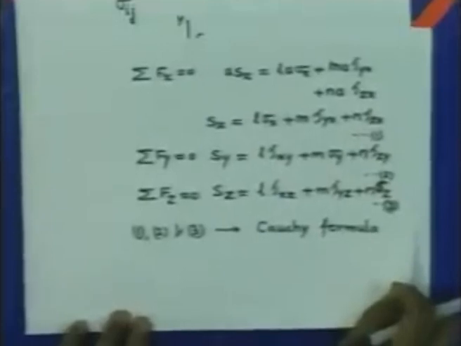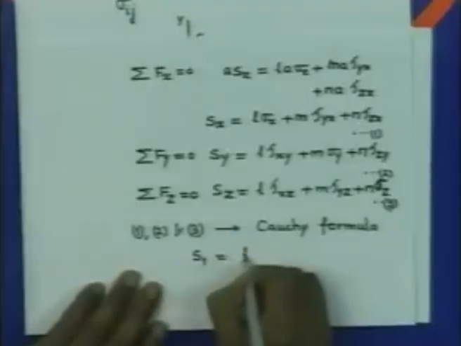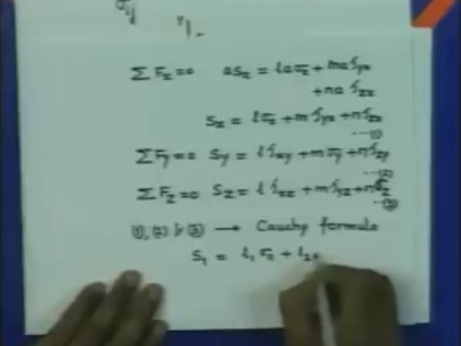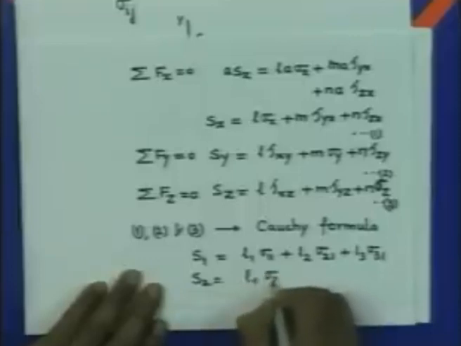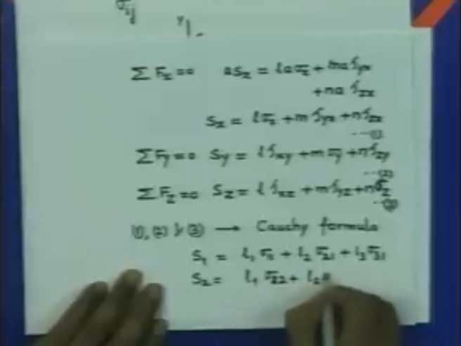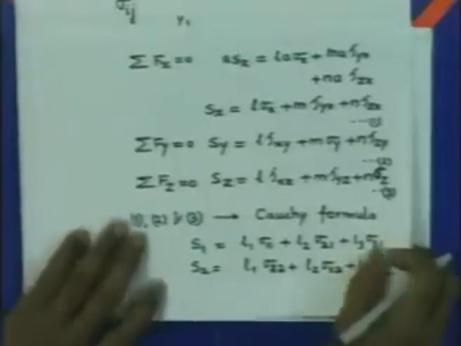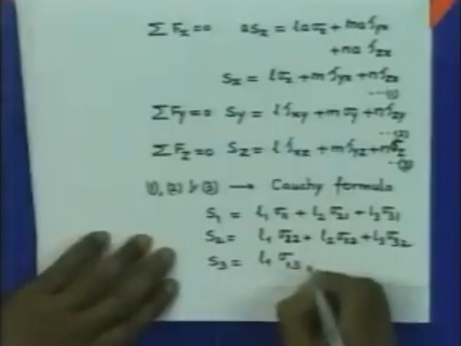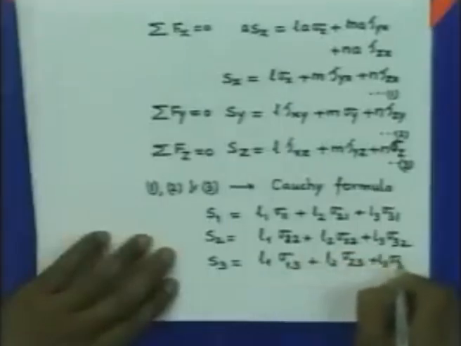And making use of indicial notation, we can write that S1 is equal to L1 sigma 11 plus L2 sigma 21 plus L3 sigma 31. S2 is equal to L1 sigma 12 plus L2 sigma 22 plus L3 sigma 32, and S3 is equal to L1 sigma 13 plus L2 sigma 23 plus L3 sigma 33.